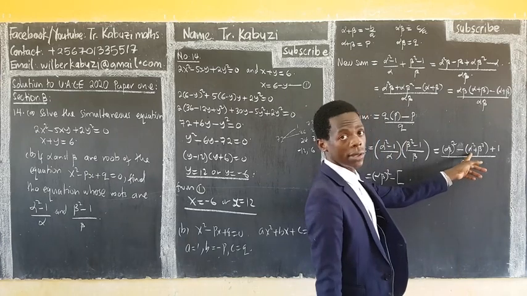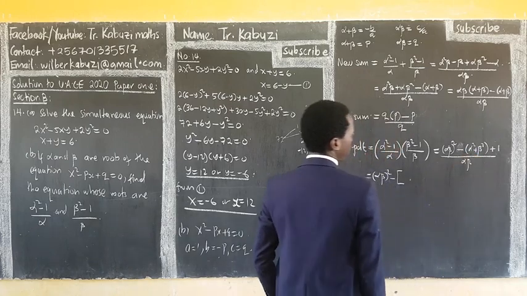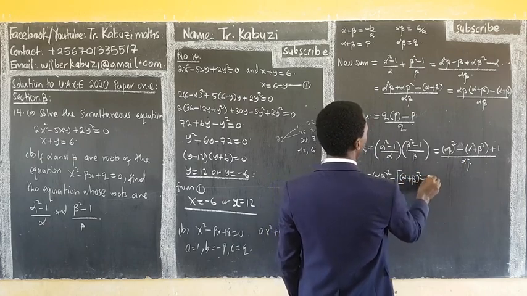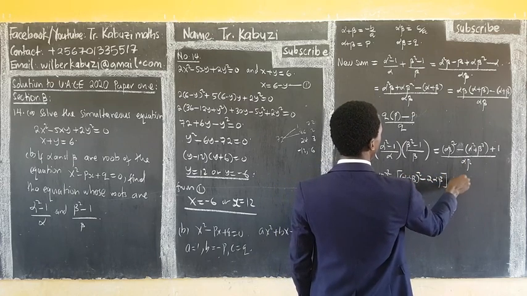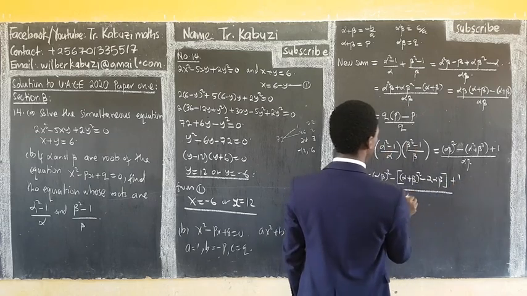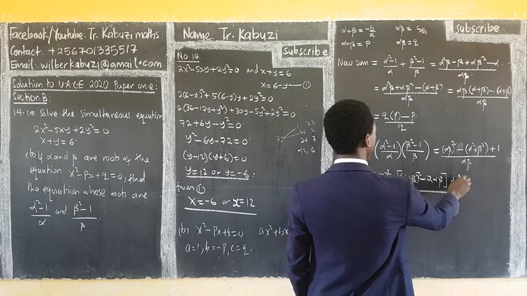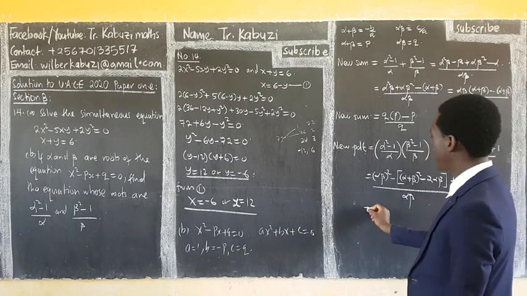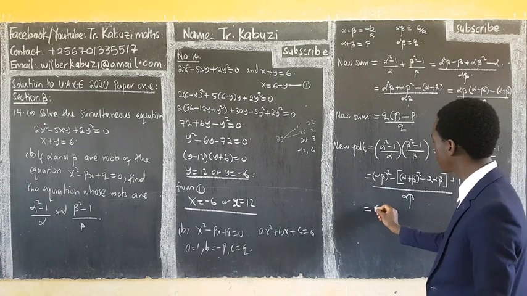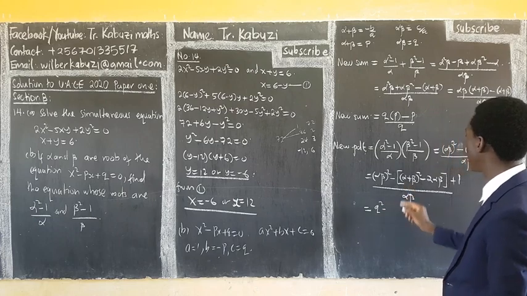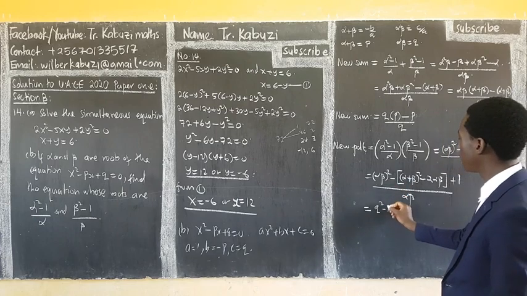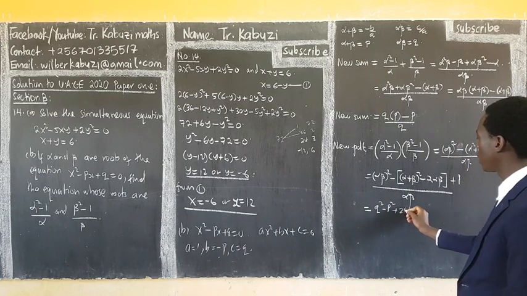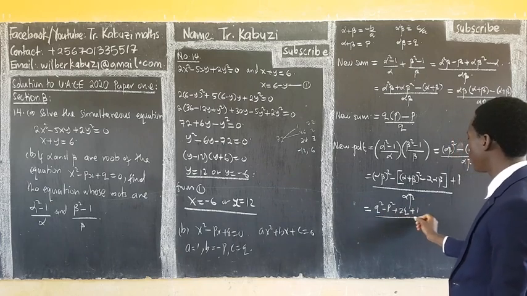We have seen how we use symmetric expressions to get this. This is now going to be alpha plus beta squared minus 2 alpha beta, then plus 1, the whole over alpha beta. So substituting in there, we shall be having this as our alpha beta is q squared, then minus, remember when I open brackets, this one is going to be b squared there, then this is going to be plus 2q, then plus 1, the whole over q.